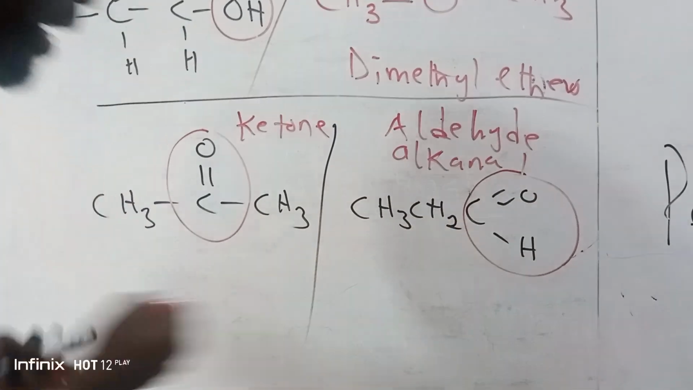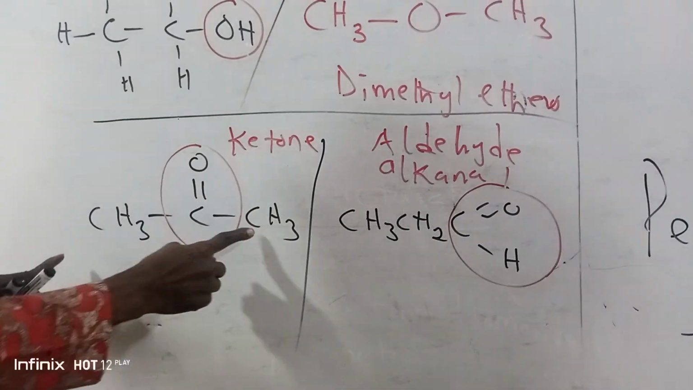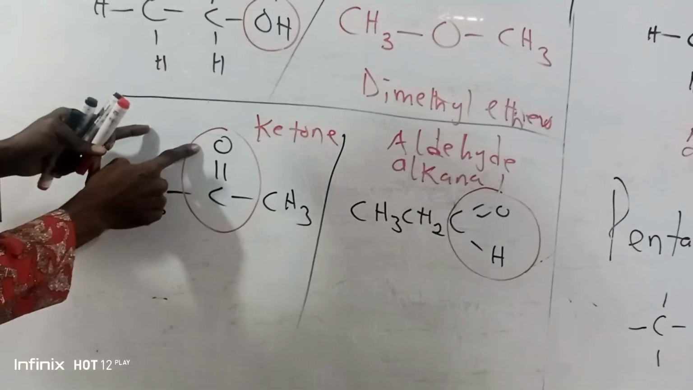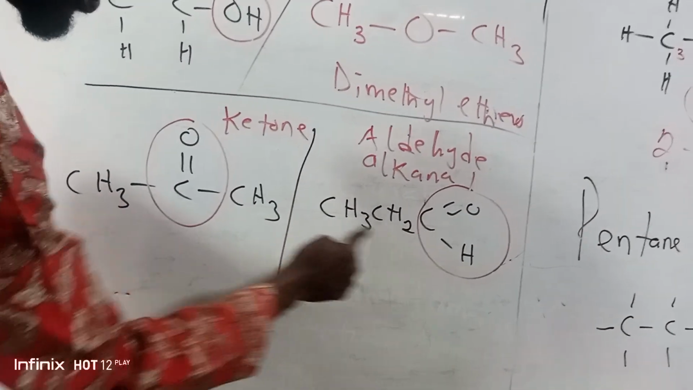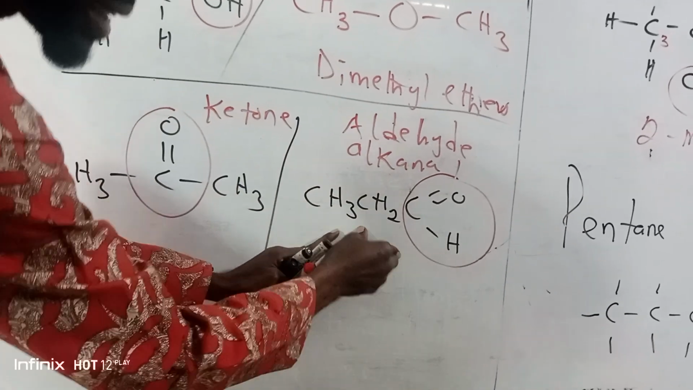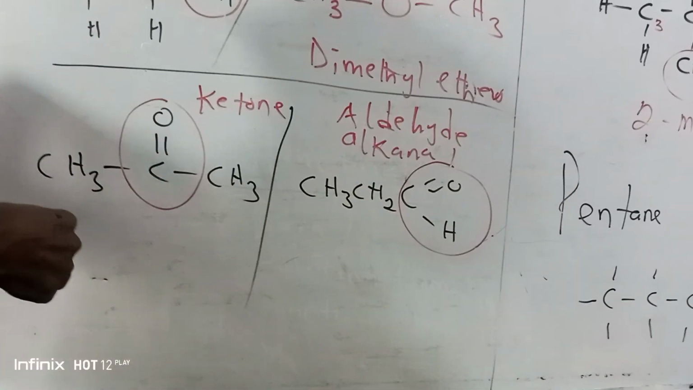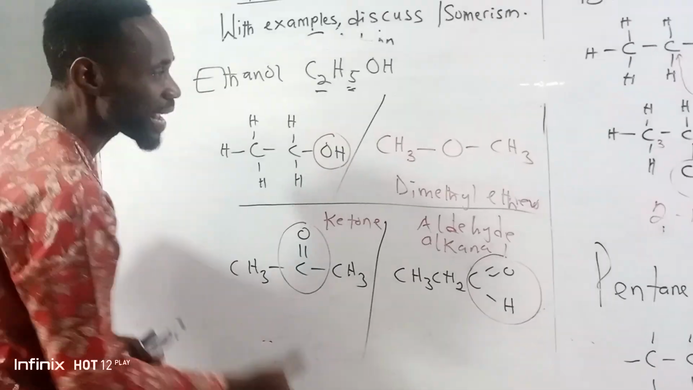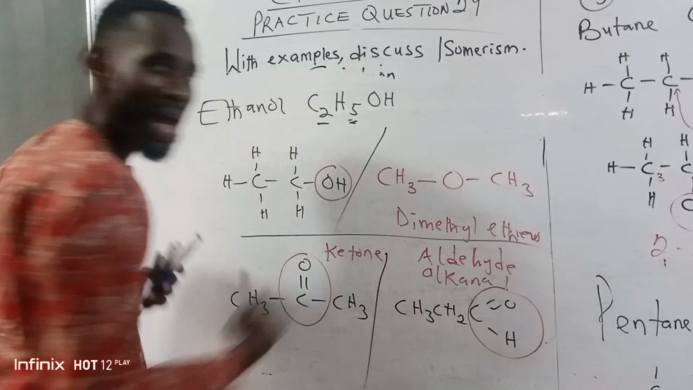So if you take a look at it, the number of carbon atoms here is 1, 2, 3. Hydrogen atoms is 6, oxygen 1. Here, carbon atoms 1, 2, 3, hydrogen 6 with 1 oxygen atom. So what I have here is propanone and here is propanal. They are all functional isomers.